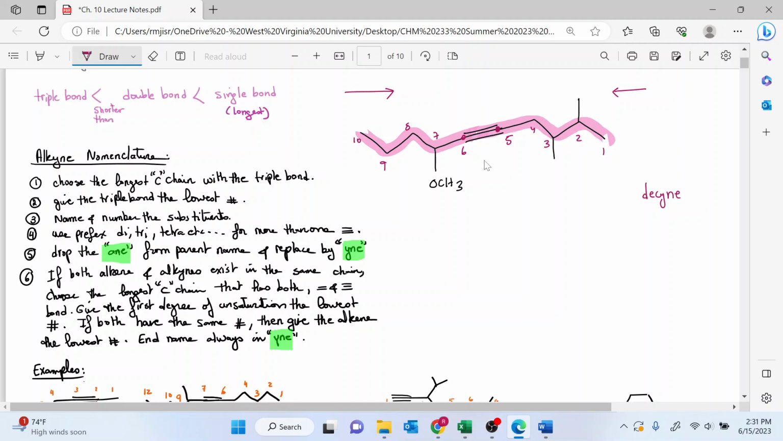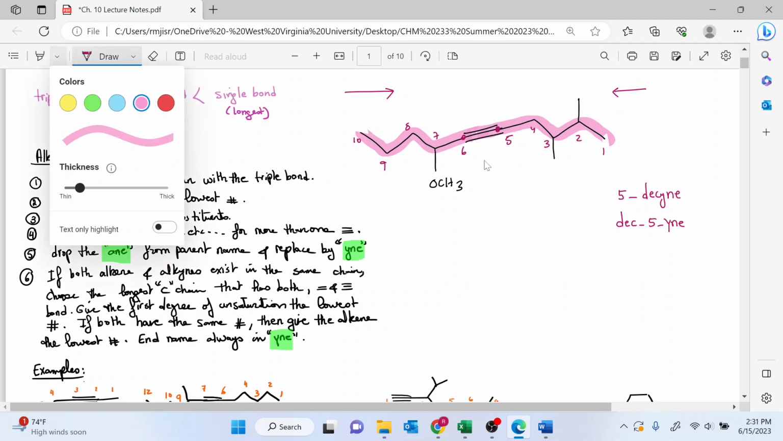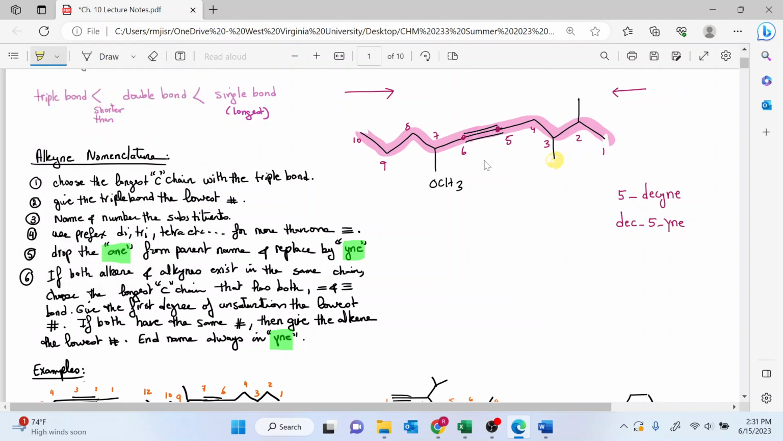I have to specify exactly where my triple bond is, which is on carbon number 5. So it's going to be 5-decyne. I can write it like this, or I can write it as dec-5-yne. It's a preference, and both ways are right. And then I move on to the substituents. Here in this case, I have a dimethyl group on carbons 2 and 3. And I do have a methoxy group on carbon number 7.